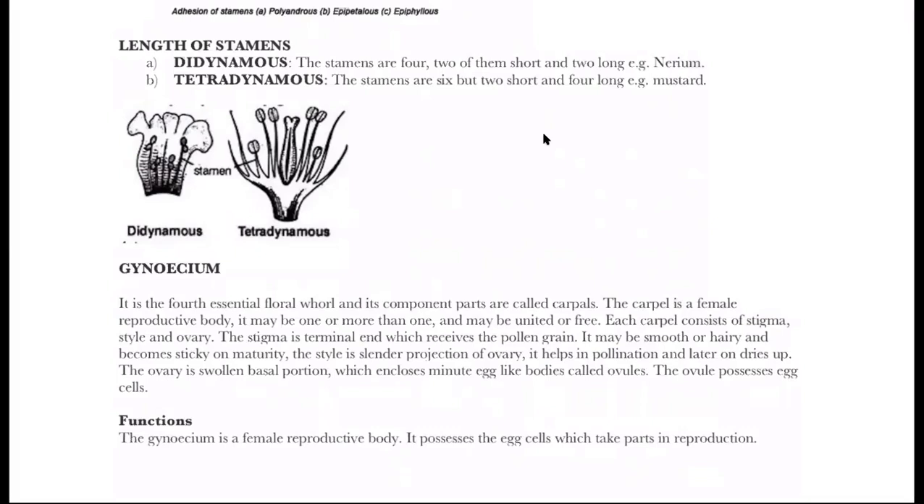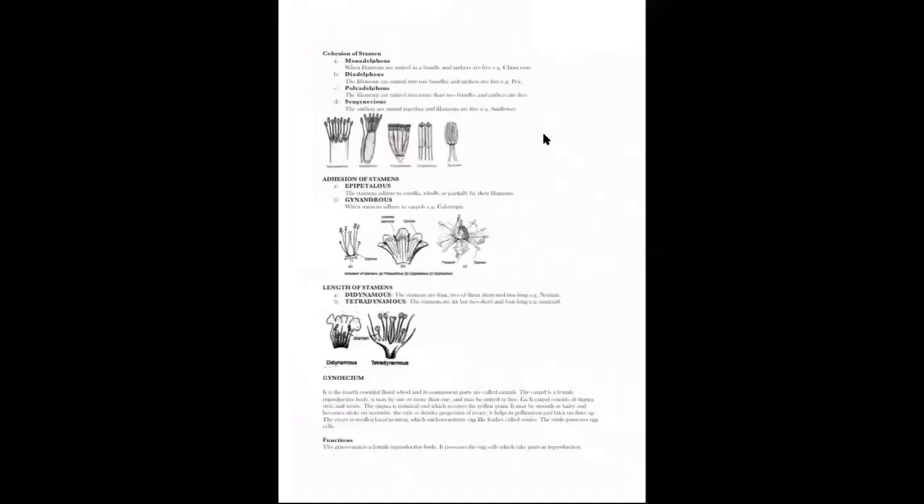It may be smooth or hairy and becomes sticky on maturity. The style is a slender projection of the ovary. It helps in pollination and later on dries up. The ovary is a swollen base portion which encloses minute egg-like bodies called ovules. The ovule possesses the egg cells. हमने ovule का structure last time पढ़ा था. ठीक है? Let's continue.